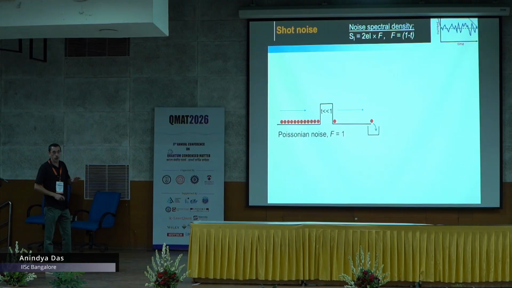Okay, so just to give a pictorial view of what we do in experiment, imagine I have a train of electrons coming, and you have a tunnel barrier, and the tunnel barrier transmission T is really very small, T much smaller than 1.